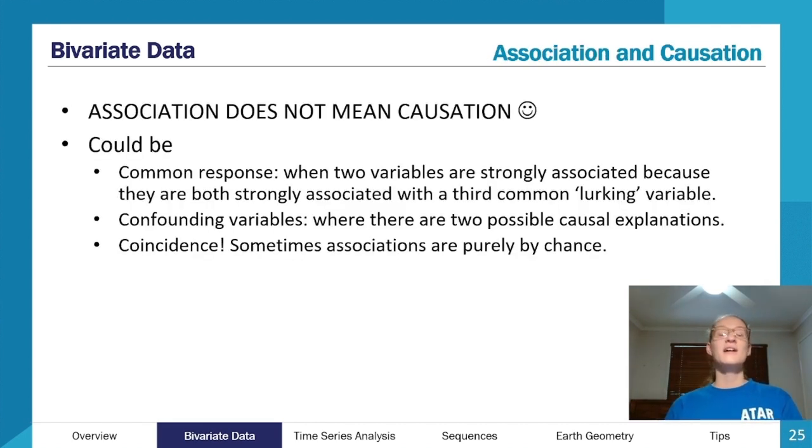And like I touched on earlier, association does not mean causation. When we're talking about scatter plots, we're talking about correlations, we're talking about associations, but we cannot discern causation from that. There's lots of different things it could be. It could be the common response, confounding variables, or sometimes a coincidence. So that's just another word of caution there. Whenever we're talking about all of this, we're talking about association and correlation, not causation, because there could always be underlying factors or other variables that are influencing our data that might not be obvious at first.